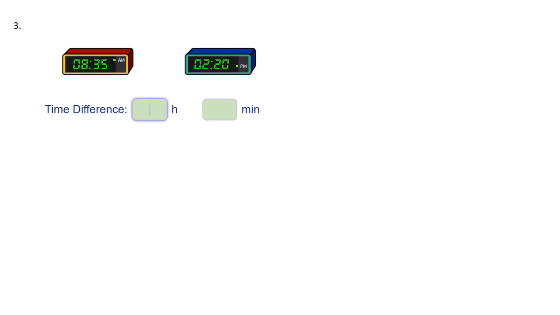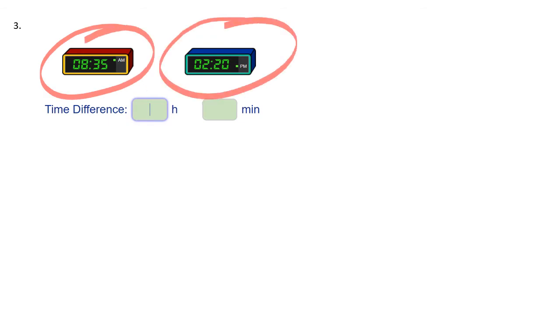Hey, let's have a look at question 3. What is the time difference between 8:35 a.m. and 2:20 p.m.? So morning and afternoon. We're going to use a timeline. You're going to pause me and have a go. Have a go all by yourself. Remember, this is revision. Let's see how you go. So do pause me and try and find the difference between 8:35 a.m. and 2:20 p.m. Okay, I hope you pause me.